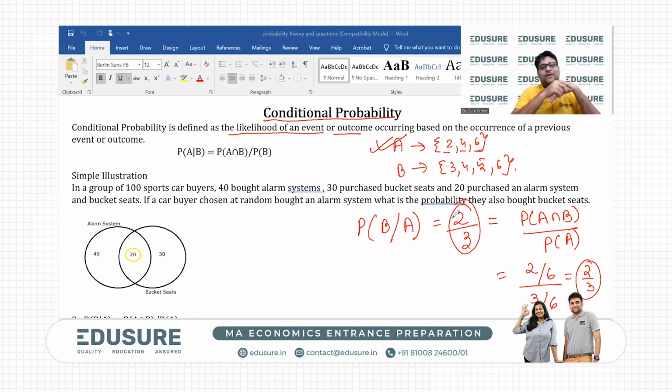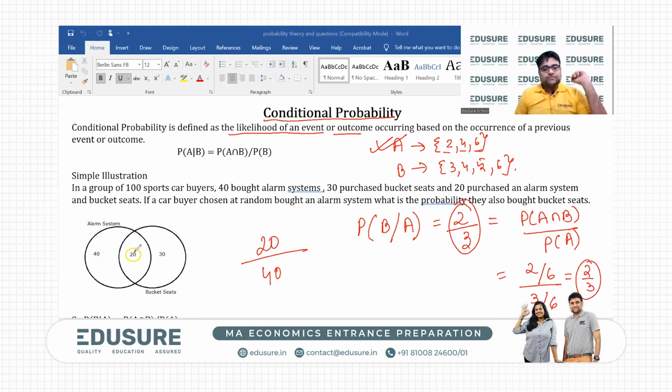And we have here an illustration wherein, in a group of 100 car buyers, 40 bought alarm systems, 30 purchased bucket seats, and 20 purchased an alarm system and bucket seats. If a car buyer chosen at random bought an alarm system, so a person has already bought an alarm system, so I am already within the 40. What is the probability that the person also bought bucket seats?